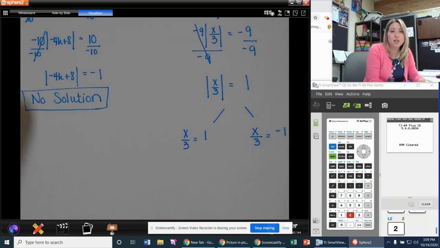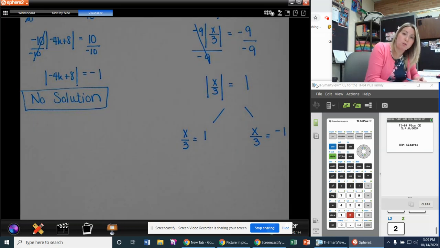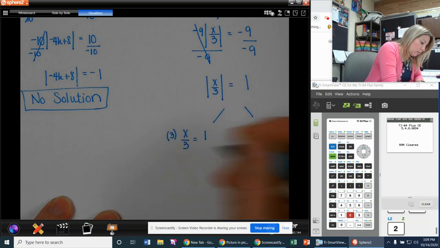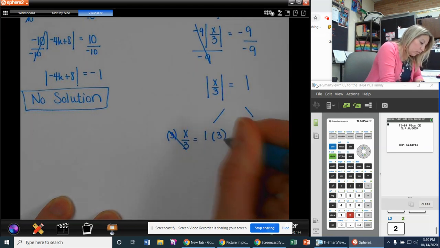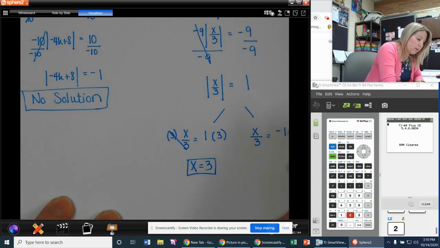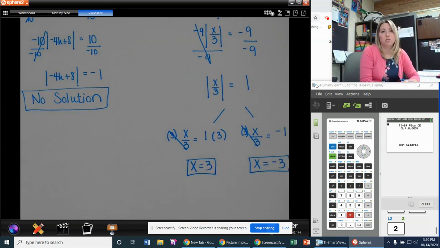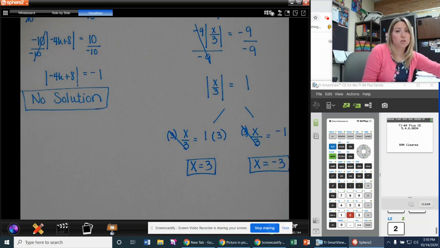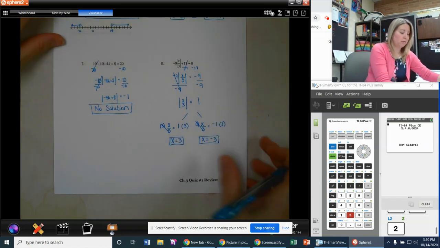This is easy from here just because the opposite of dividing by 3 is multiplying by 3. So hope you didn't panic seeing a fraction. It's just the opposite, right? 1 times 3 is 3. There's one answer. Over here, multiply both sides by 3. And negative 1 times 3 is negative 3. There are your two answers. Okay? So far, so good? How are we doing, guys?